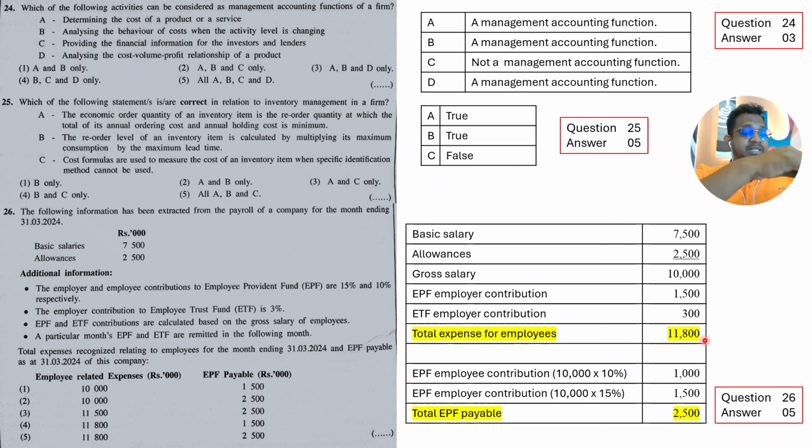And then they ask for the EPF payable value as at closing date. So at that point, you have to add the EPF contribution made by the employee plus the EPF contribution made by the employer. So both together, the total EPF payable here should be 4,500.